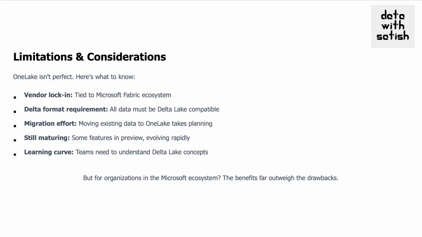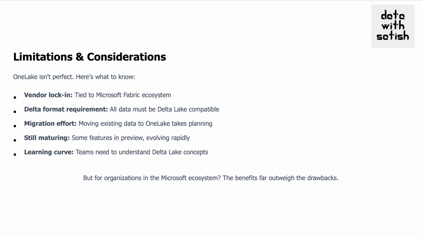Now, OneLake isn't perfect. Let me be honest about the limitations. First, vendor lock-in. You are tied to the Microsoft Fabric ecosystem. If that's a problem for your organization, that matters. Second, everything must be Delta Lake format. If you have complex legacy formats, there is a migration effort. Third, moving existing data to OneLake requires planning. It's not a flip-a-switch migration. Fourth, Fabric is still maturing. Some OneLake features are in preview and evolving rapidly. And fifth, your team needs to understand Delta Lake concepts. There is a learning curve.